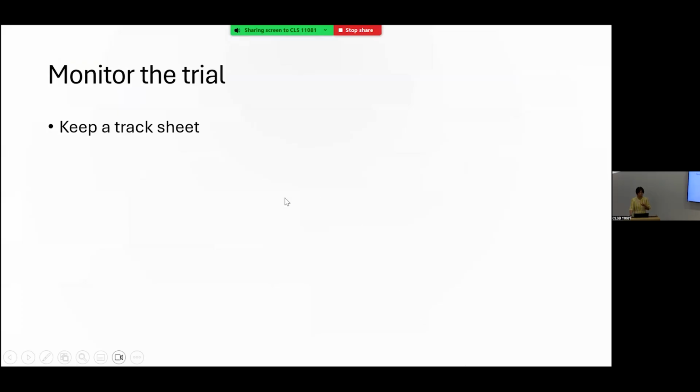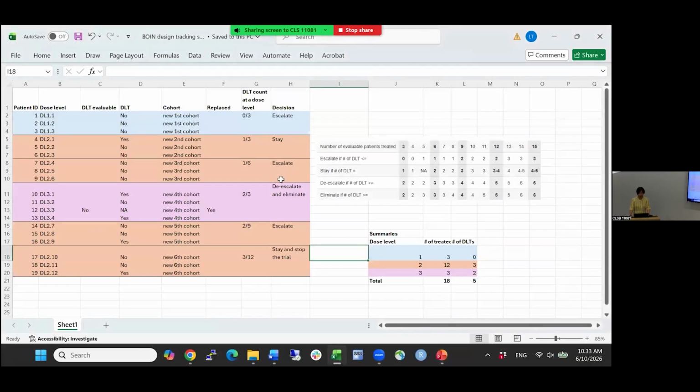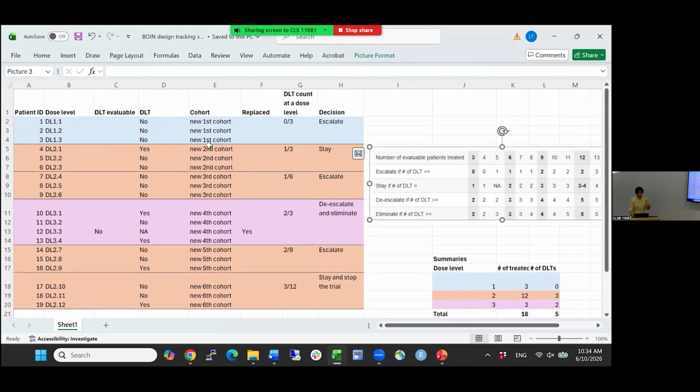For the BOIN design, I usually keep a track sheet. Here is an example that I made up based on our usual experience. In this big spreadsheet, I keep a record for each patient, what their DLT is, and the decision we have. I also keep the decision table here for convenience. Now I will go over this table. That's a good way to illustrate how, in reality, we carry out a BOIN design.